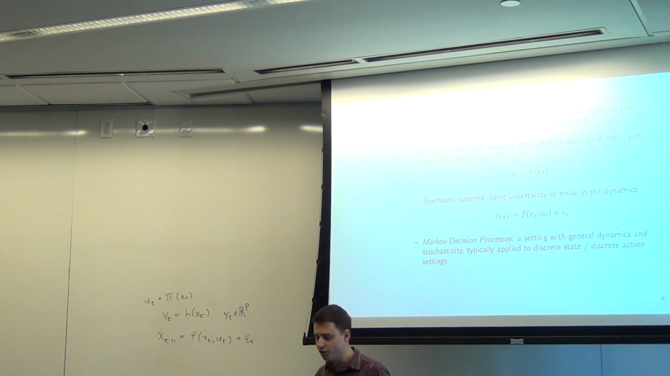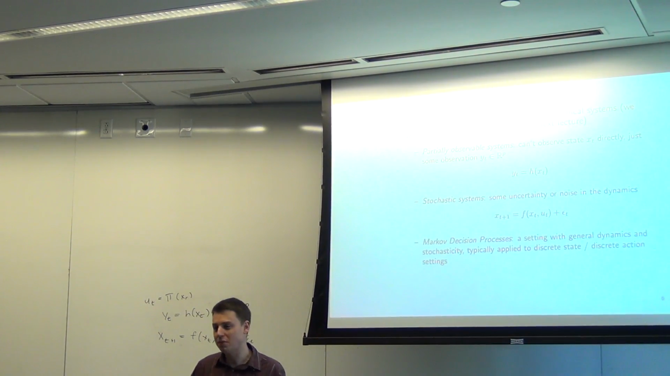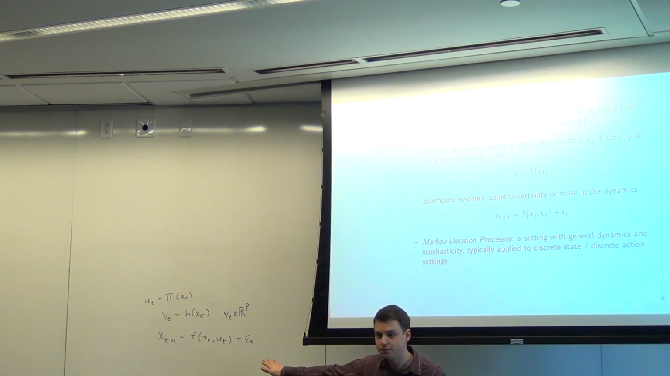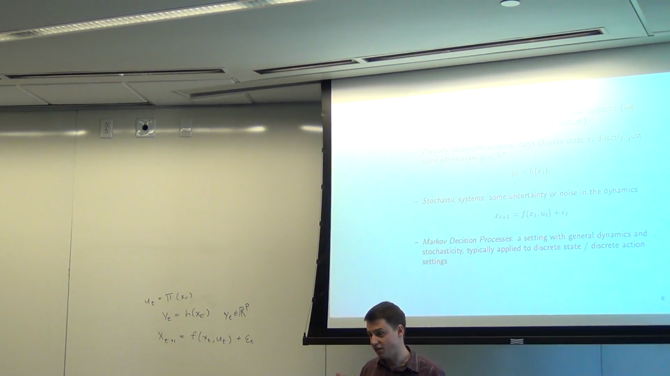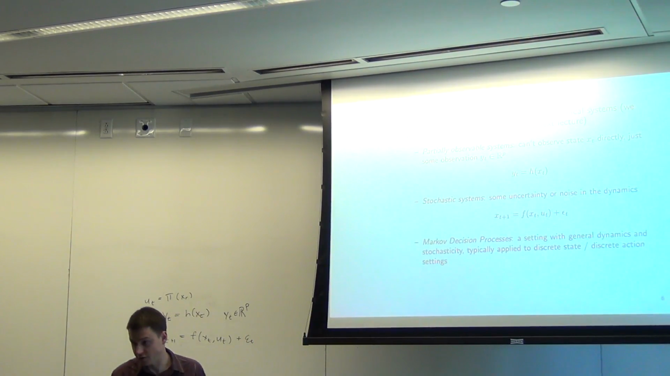So what you would do to convert that to an MDP is take all the temperatures and divide them up into some discrete number of, say, bins, where this one state corresponds to the temperature being between 60 and 61, and this next one is 61 to 62, etc. So MDPs are general dynamical systems. They're stochastic, but they typically apply to cases where you have a discrete state or discrete control.